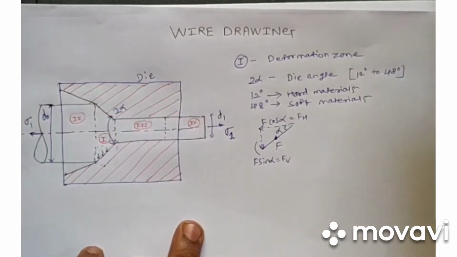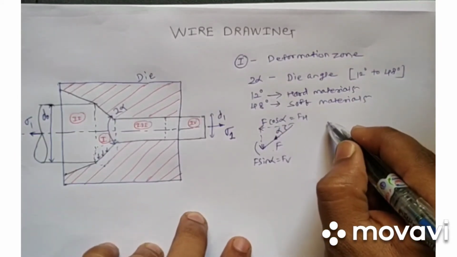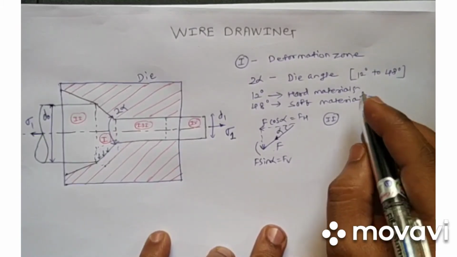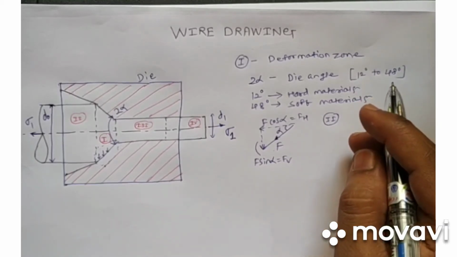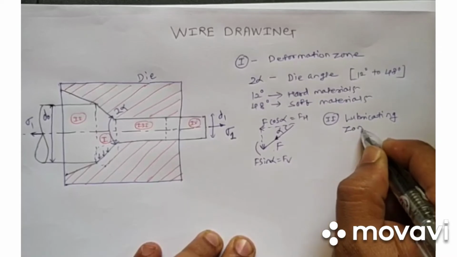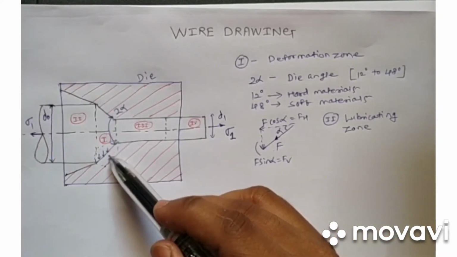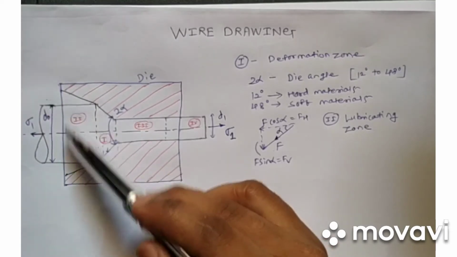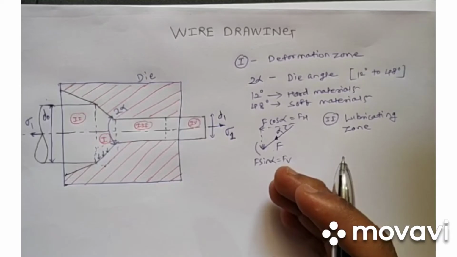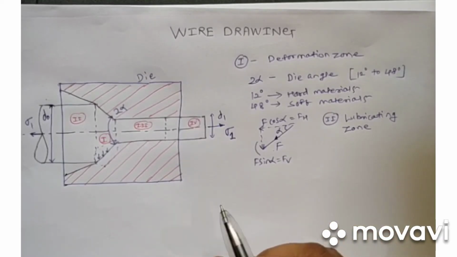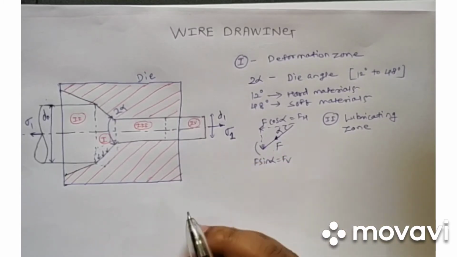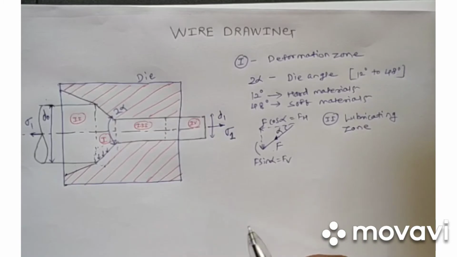And now we have zone 2. This zone 2 is called the entry zone, or it is called the lubricating zone, because as we have seen in the first zone there is friction, so in order to reduce the friction we can apply lubrication from this entry region. So this is called the lubrication zone. The lubrication can be a liquid lubrication, or in some cases a solid lubricant like graphite or mica is also used, and the quantity of lubrication is also required to be controlled, because too much lubrication can also affect the quality of the job. So this is the lubricating zone.